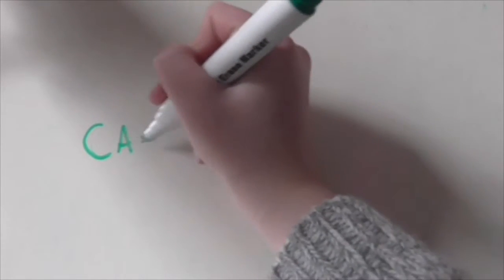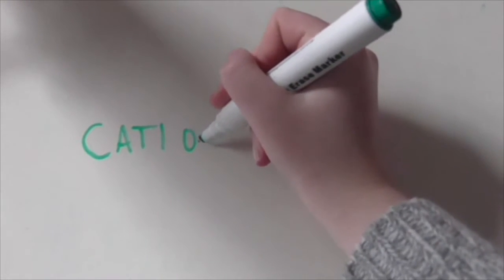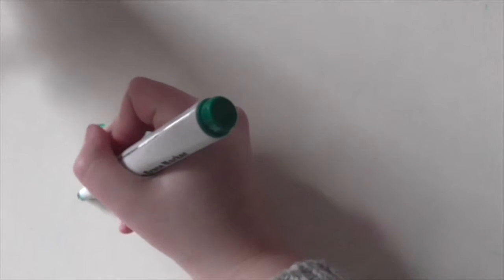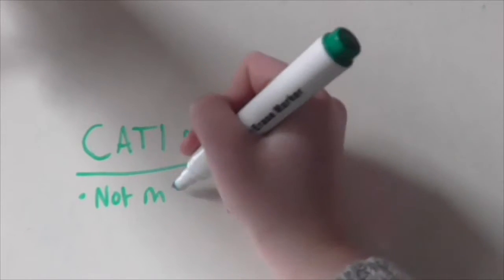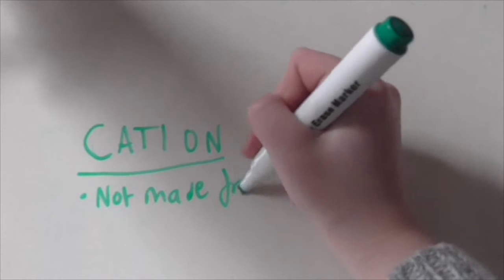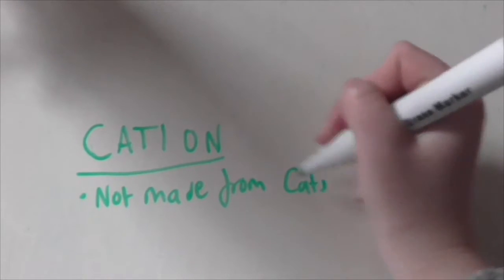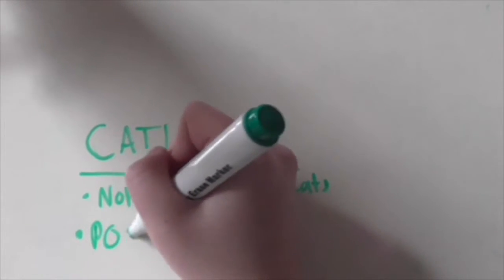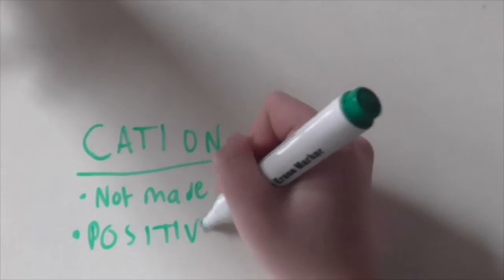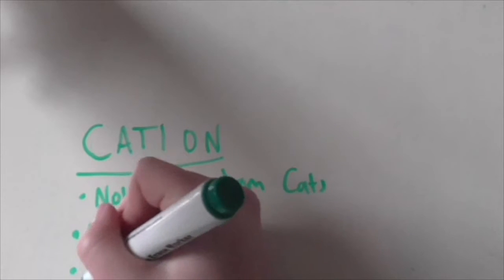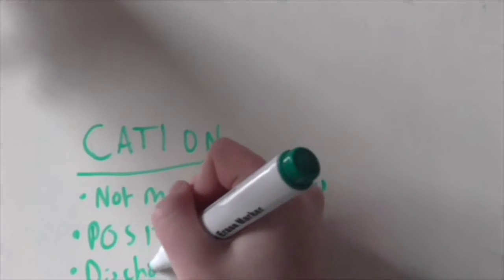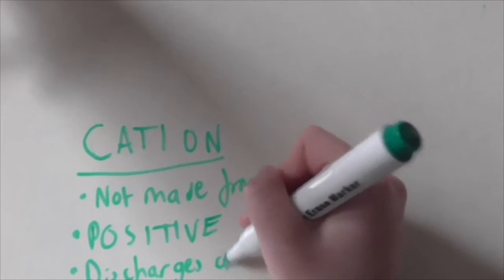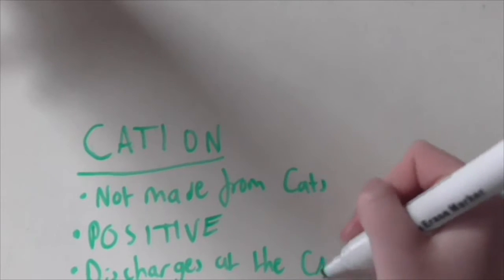Okay, so the second type of ion is called the cation, as you can sort of predict because of the names of the electrodes. They are not made from cats, contrary to popular opinion, and they are also the positive ion, which you would get from the fact that the name of the ion is opposite to the name of the electrode which it discharges at. So from this you can guess that the cations discharge at the cathode.